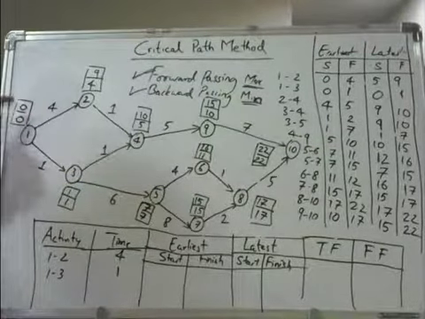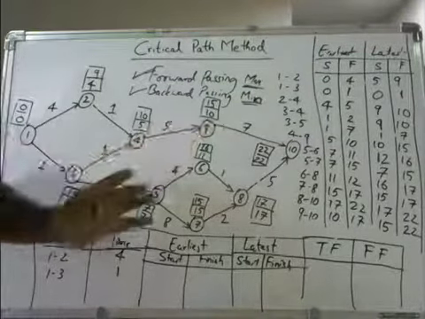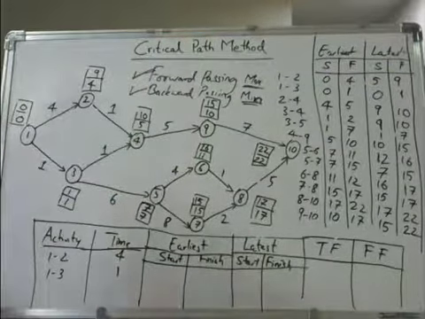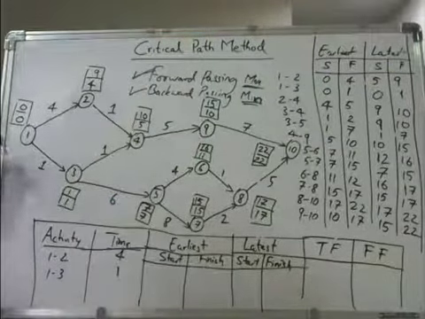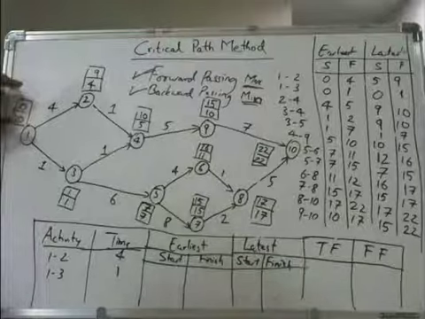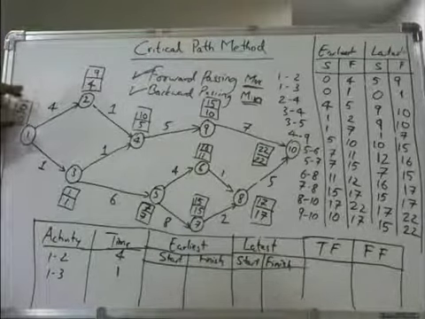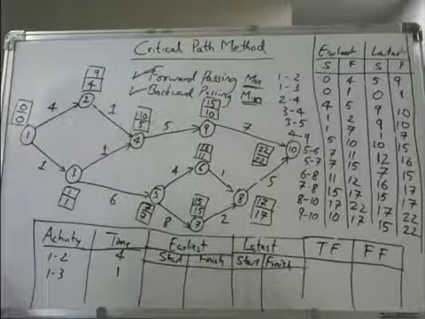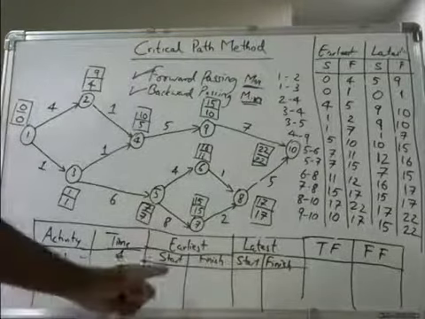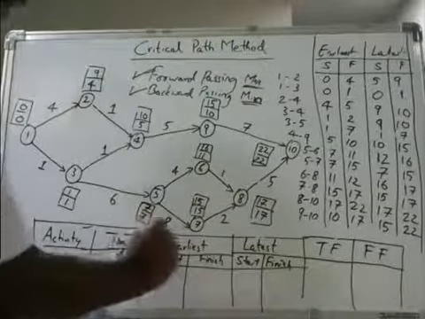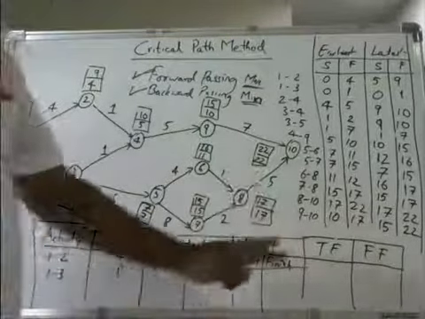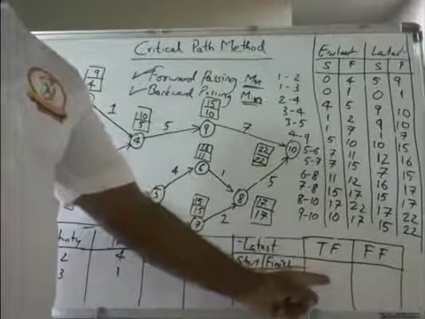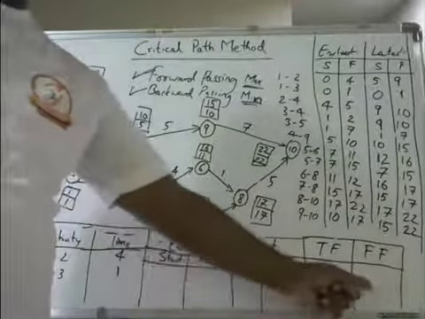So when you do these things, you will get the forward passing and backward passing numbers. Now, you have done activity time, earliest start, and earliest finish. So only two things are remaining: total float and free float, which you have to calculate.